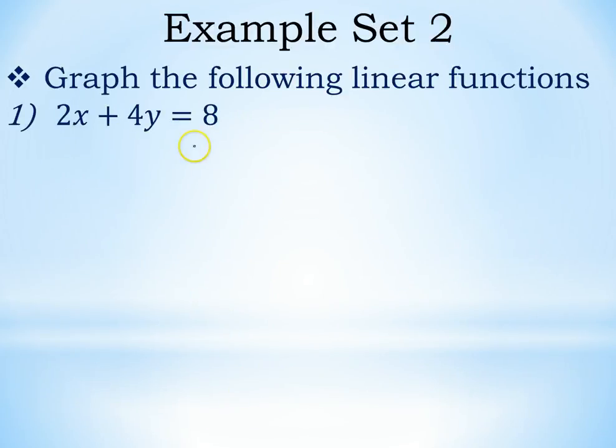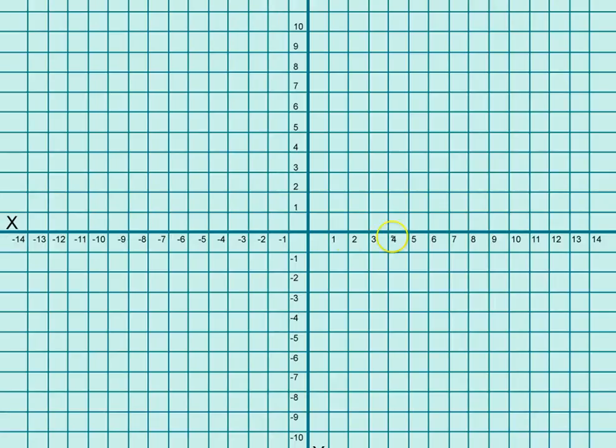So we have 2x plus 4y equals 8. I need to find the x-intercept. So 2x equals 8, so you'll get x equals 4. I need my y-intercept. So 4y equals 8, so y equals 2. So we're going to plot both those points: x equals 4 on the x-axis, y equals 2 on the y-axis. Then we connect our 2 dots and label our line 2x plus 4y equals 8.